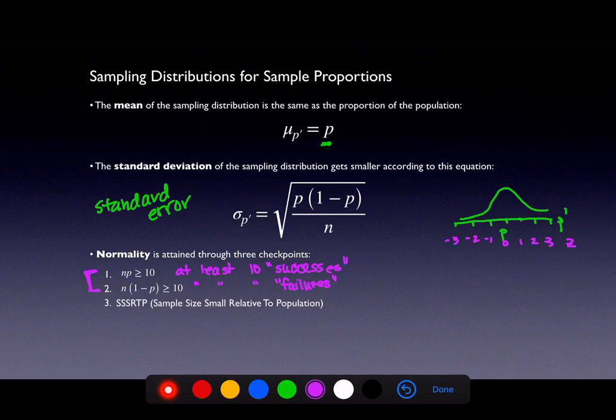You're also going to need your sample size to be small relative to your population. The sample size has to be less than 10% of your population size, and sometimes they use capital N to represent your population size. This allows us to sample without replacement.